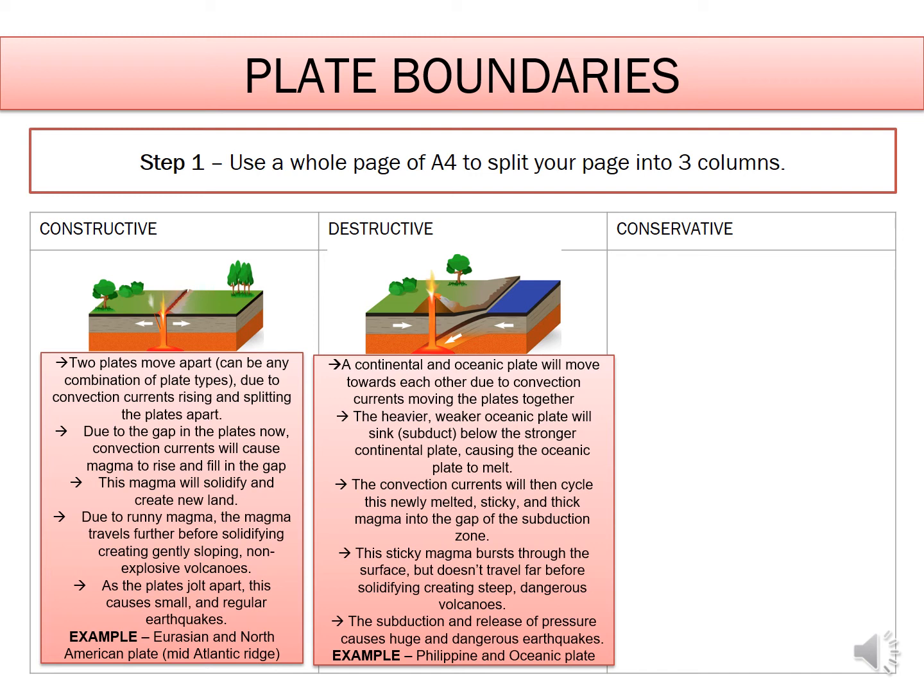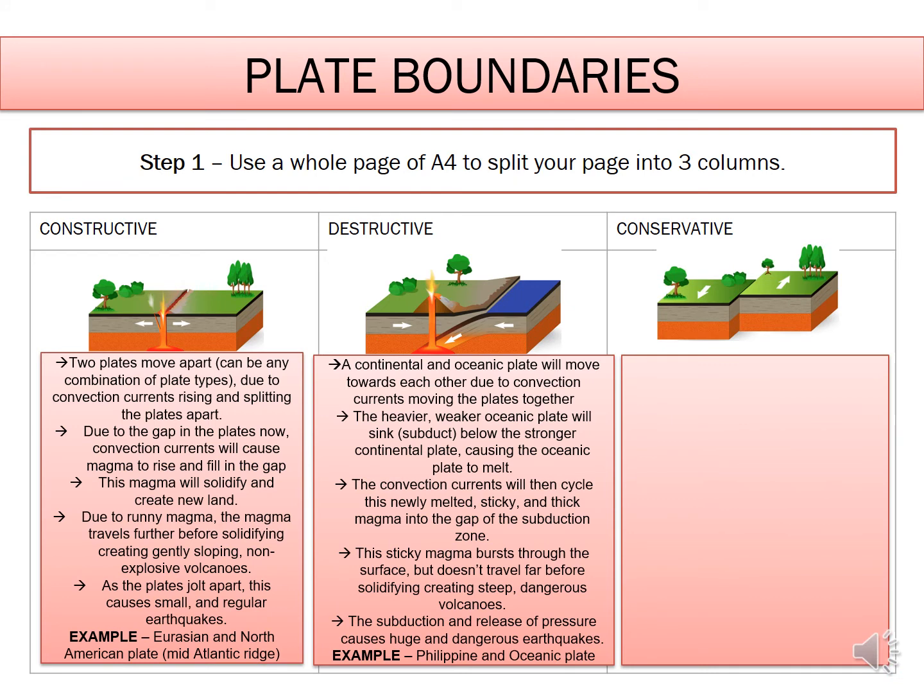And then finally, the conservative plate boundary. This is where the two plates are moving side by side, okay? And it's really important to remember here that they are either moving side by side in different directions or side by side in the same direction at different speeds. Again, these can be any combination of plates.